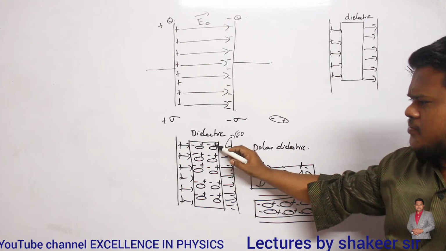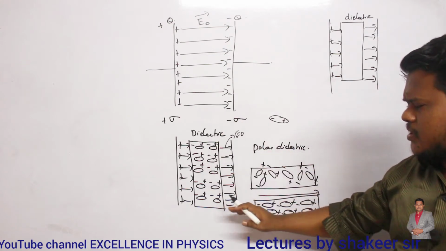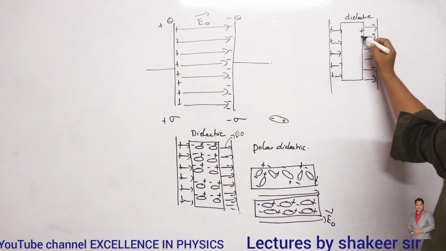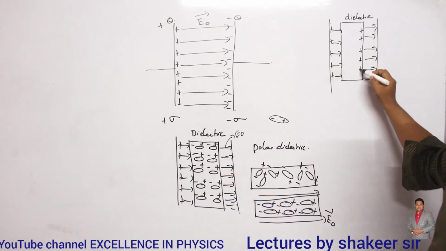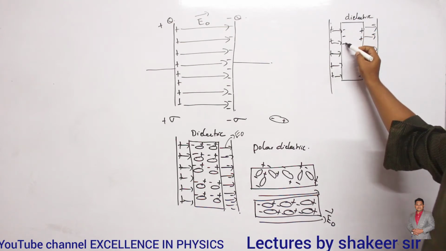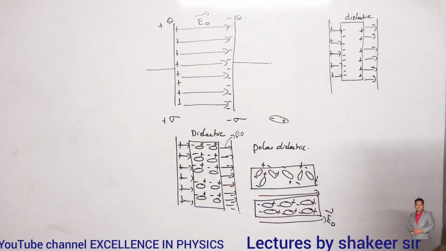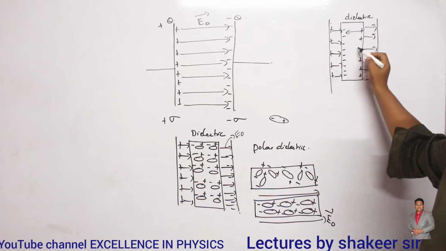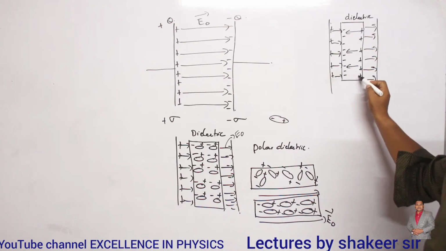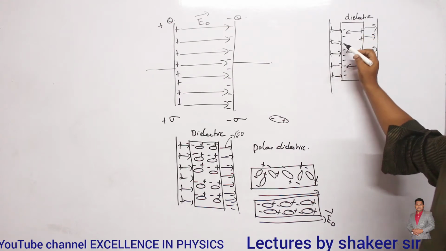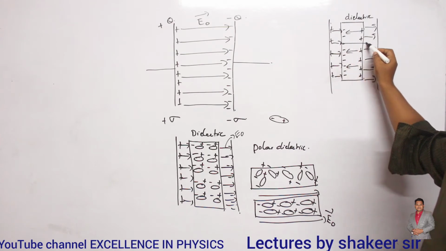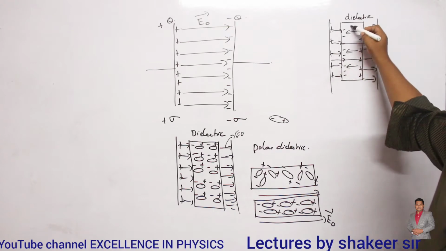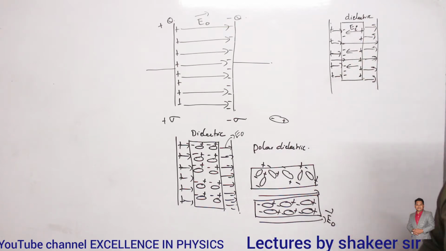This is the positive side, this is the negative side. All the positive charges are present on one side and all the negative charges on the other side. So what is the direction of the induced electric field? It will be in the opposite direction. The external electric field was present in this direction and the induced electric field is in the opposite direction.